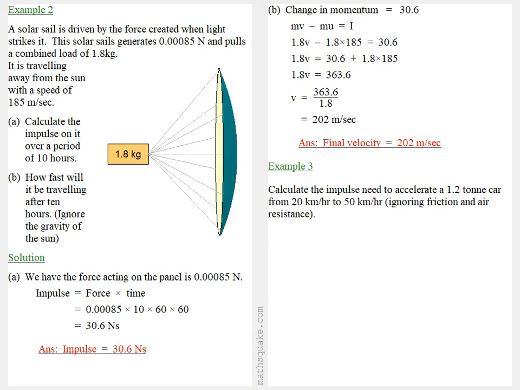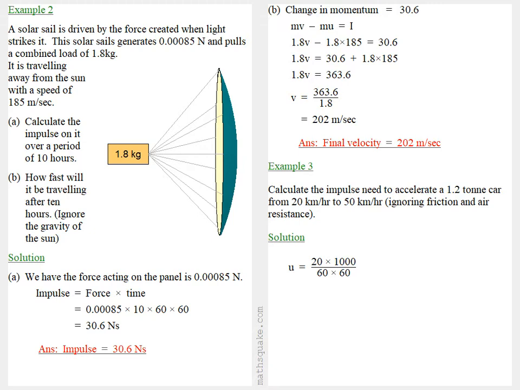Now in example 3, we're asked to calculate the impulse needed to accelerate a 1.2 ton car from 20 kilometers per hour to 50 kilometers per hour, if we're ignoring friction and air resistance. The first thing we have to do is convert the speeds from kilometers per hour to meters per second. There are 1,000 meters in a kilometer, so we multiply by 1,000, and there are 60 times 60 seconds in an hour, so we divide by 60 times 60.